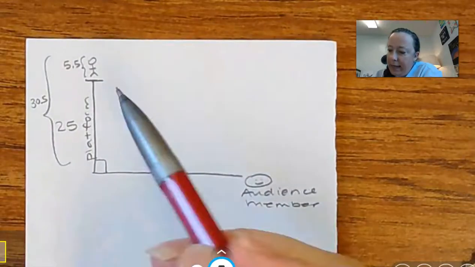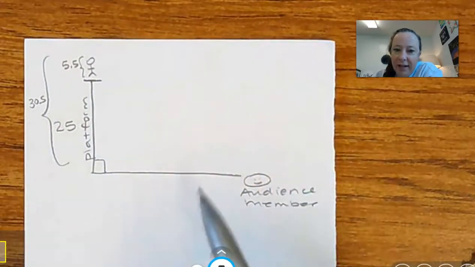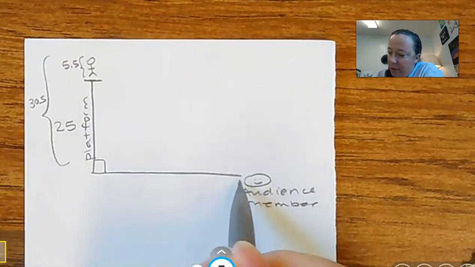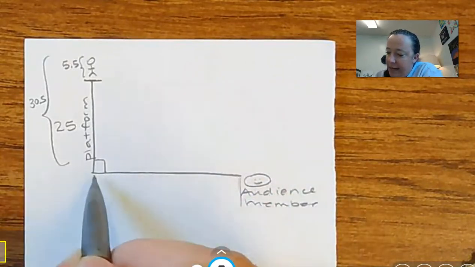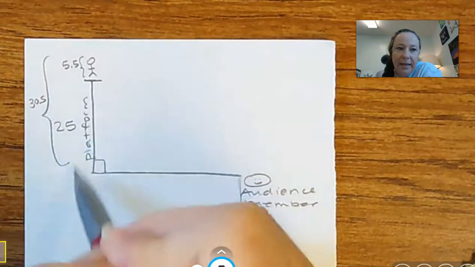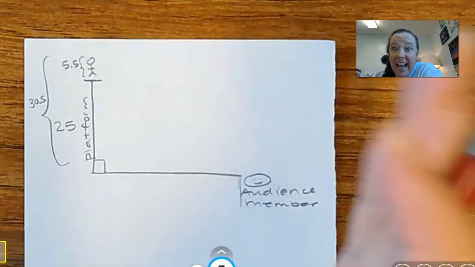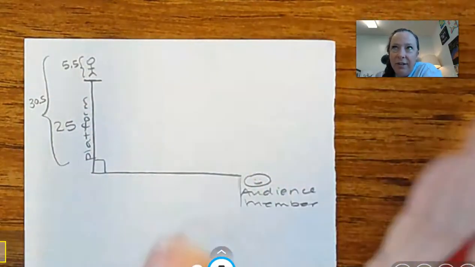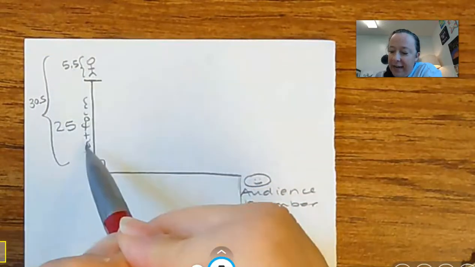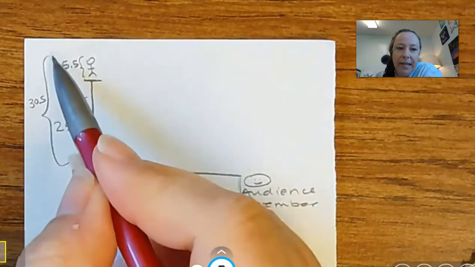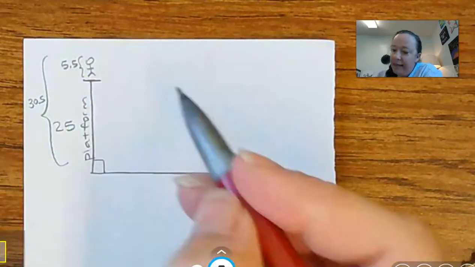Okay, so here is my rendition. Audience members down here. Here's the stage. They're sitting below. Like here's the audience. Here's the platform. And then it said the person was 5'6", which is 5.5 feet, right? Because there's 12 inches in a foot. So 5.5 feet. The platform was 25 feet. So this whole height is 30.5. And then here's the wire.